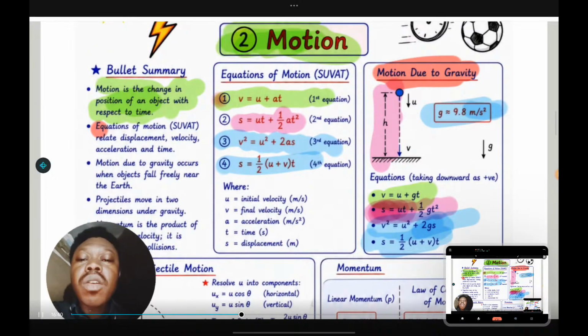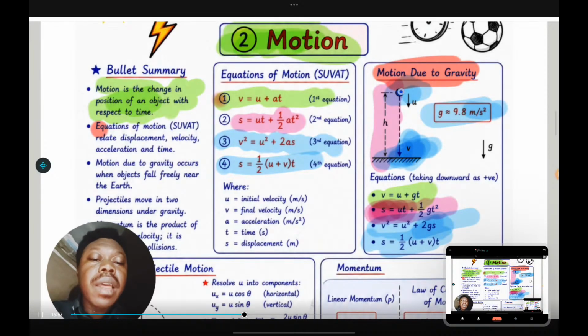Now, when you release an object, your U at this level is 0. When you are throwing an object upward, your U here is not 0, while your V here is 0. When you are releasing, your U here becomes 0 and your V here is not 0. Please take note of all these differences.